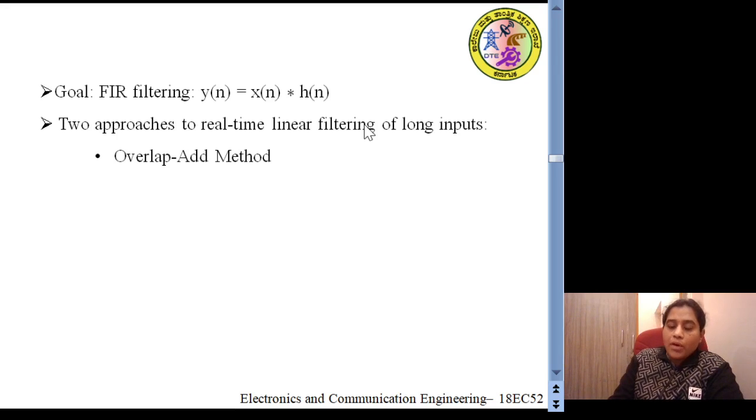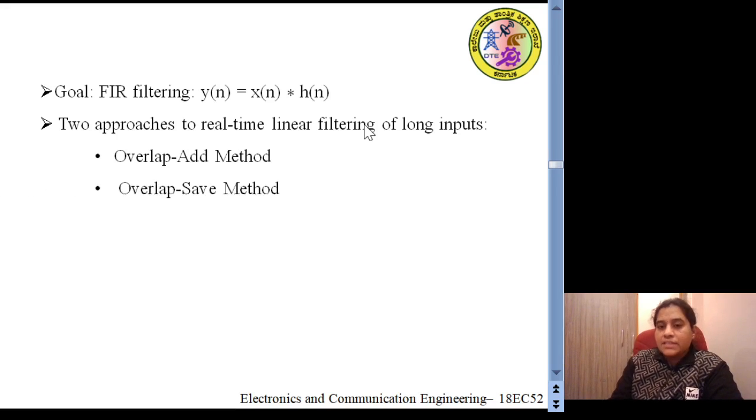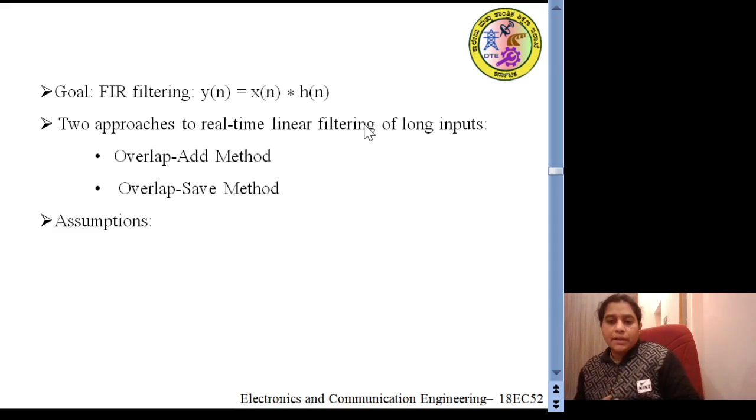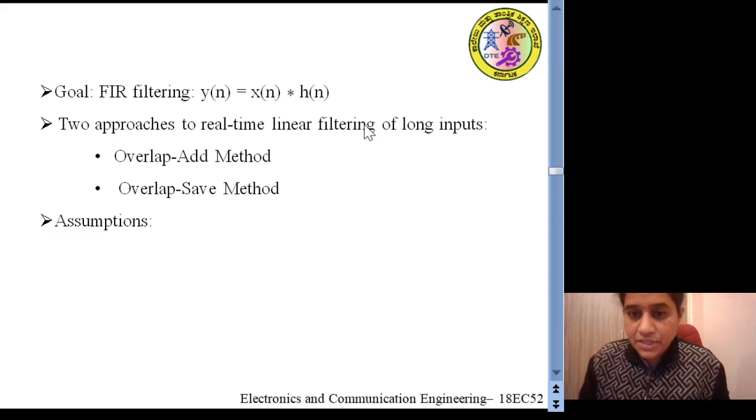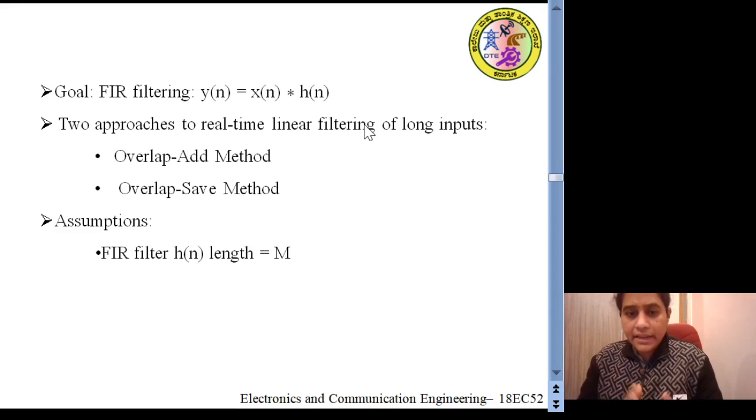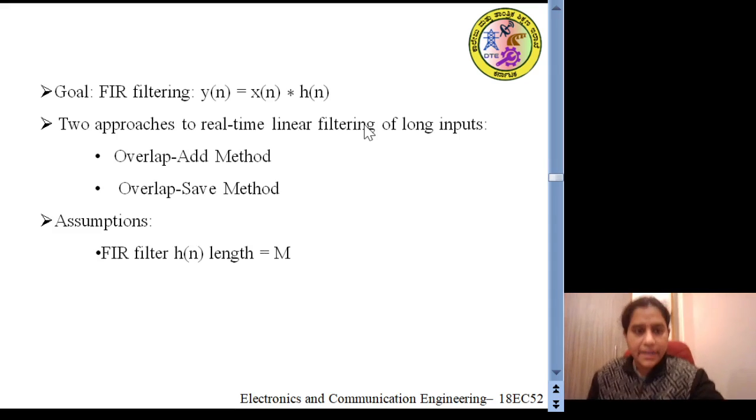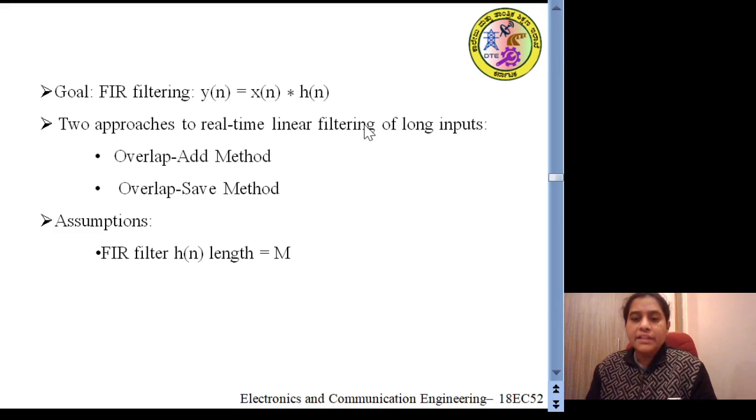So one method is the overlap add method and another method is the overlap save method. In this particular video, we will be considering the overlap add method. Before that, we will be making certain pre-assumptions: the linear time invariant system we are considering has an FIR filter impulse response h of n with m samples. So the length of h of n is m.